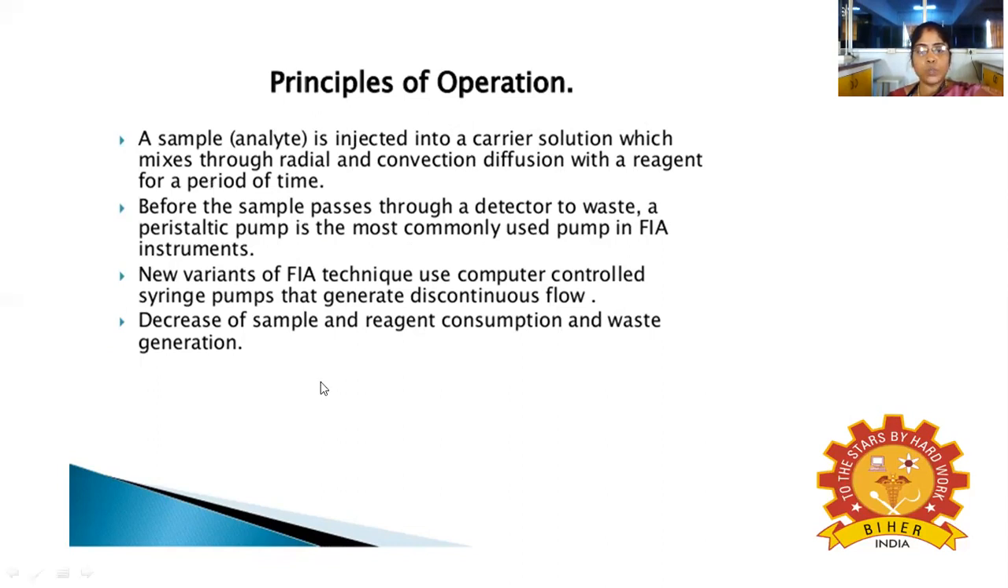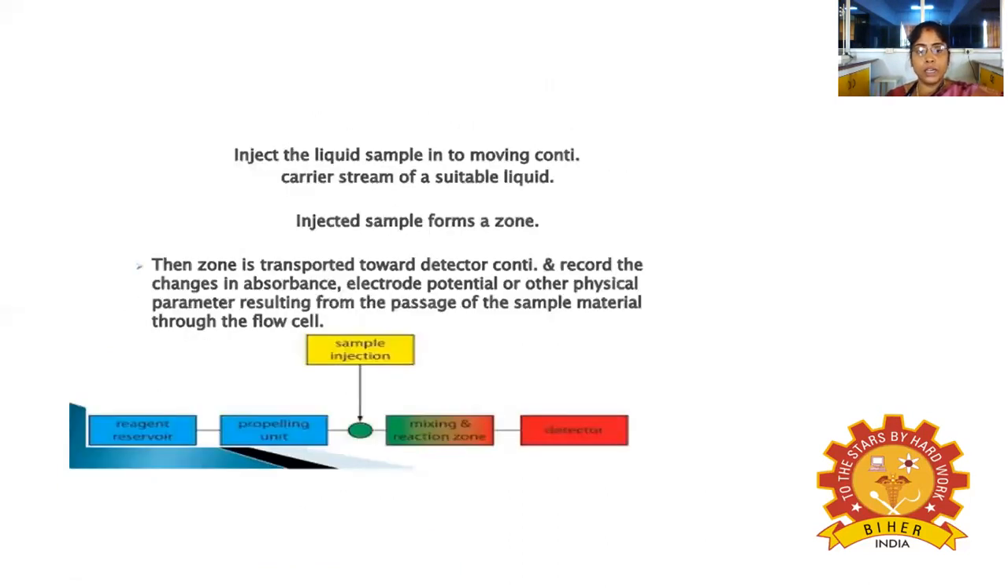Okay, so the next one is the decrease of sample and reagent consumption and waste generation. The sample has to be analyzed in a smaller amount for an accurate measurement, and the reagent should be consumed in a lesser amount, and the waste should not be generated, or if it has been generated, it has to be recycled back. So this is the basic setup.